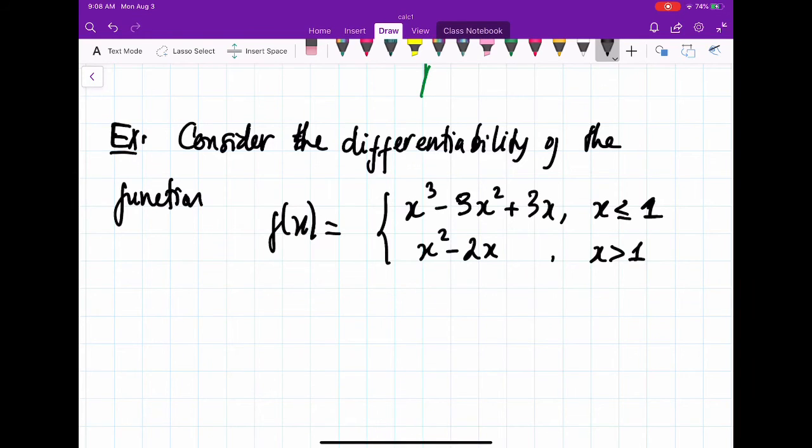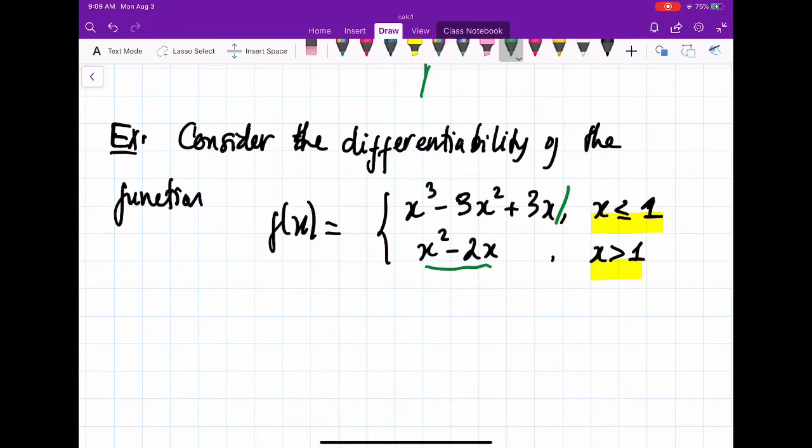So in order to finish this video, let's consider this example, the piecewise function. F of x equal to x cubed minus 3x squared plus 3x when x less than or equal to 1, and x squared minus 2x when x greater than 1. So you can see the function actually has two parts, right? The part corresponding to x less than or equal to 1 is right here. That is the cubic. And another one is this.